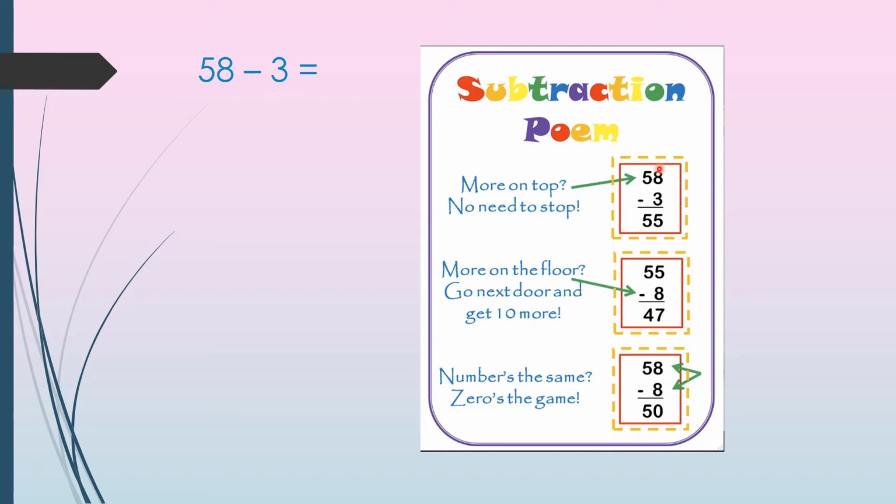So if our first digit up on the top is a bigger number than our second one, then we don't need to worry about doing any exchanging of tens and ones. We can just carry on. If our bigger number is underneath, if we're taking away a larger number of ones than we're starting with, then we're going to have to swap a ten stick for 10 ones. And if we've got the same number of ones, then we're going to end up with 0 as our answer.